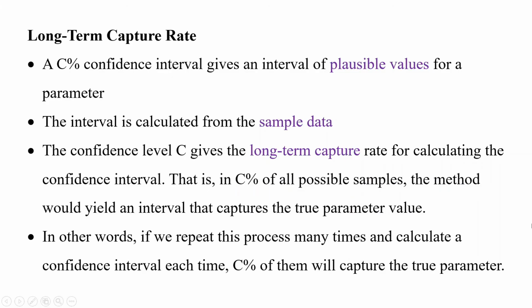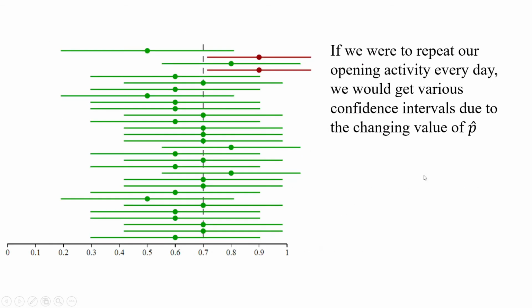Another way to say this is if we repeat this process many times and calculate a confidence interval each time, C% of them will capture the true parameter. So when we say repeat this process many times, we're talking about the sampling method. So in our introduction activity, if I were to repeatedly create a confidence interval to try to capture the proportion of green check marks in my population, C% of them will capture the true parameter.